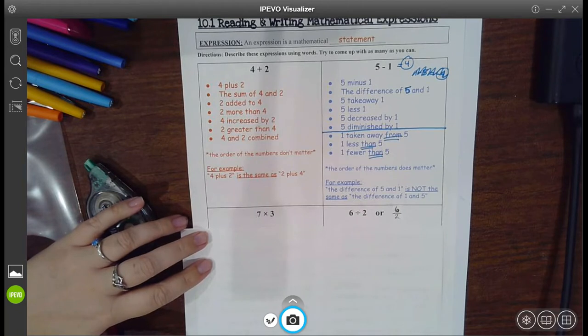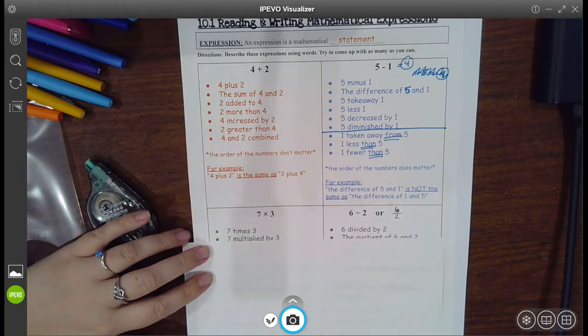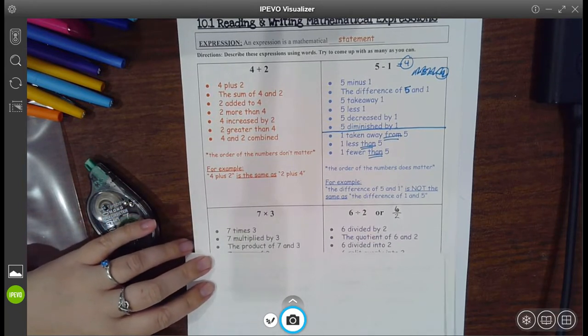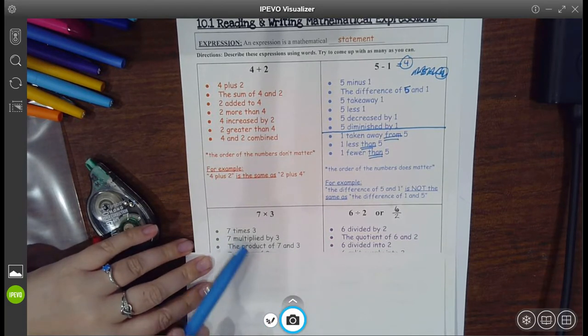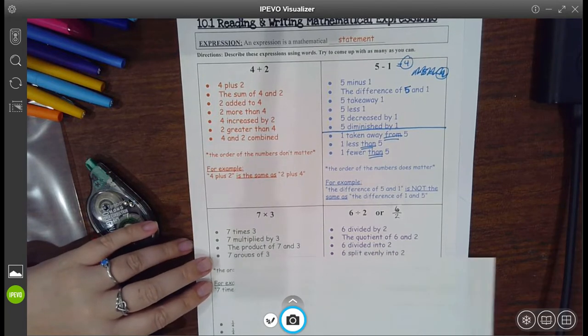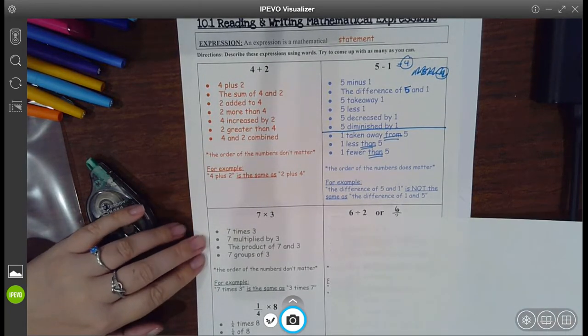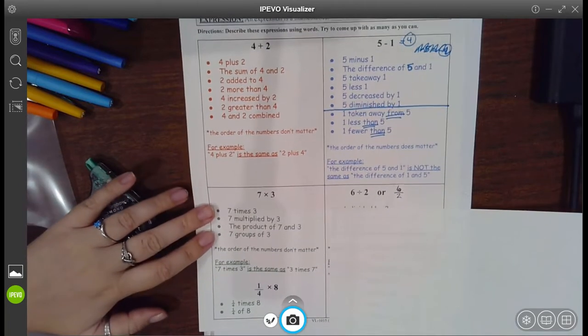What's the answer to a multiplication problem? Product, right? So one of the most common ways you'll see is the product of 7 and 3. Another way of saying times is multiplied by. Okay, now if you wrote 3 multiplied by 7, it doesn't matter, because again, with multiplication, order doesn't matter. Is that the only way to represent multiplication? No, you can think of groups of.